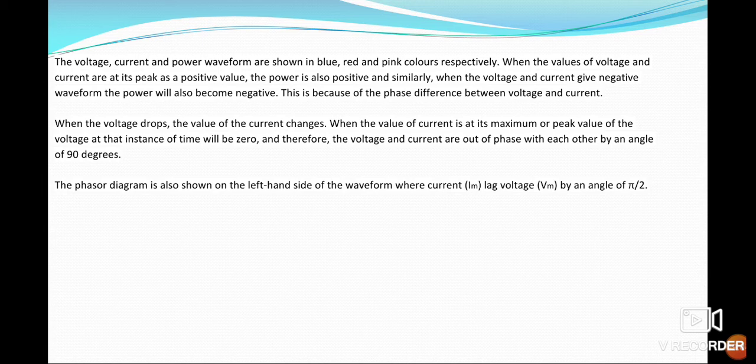Now, when the voltage drops, the value of current also changes. So, when the value of current is at its maximum or peak value, the voltage at that instant of time will be 0. Therefore, the voltage and current will be out of phase with each other by an angle of 90 degrees. The phasor diagram is also shown on the left hand side of the waveform, where I lags voltage Vm by an angle of pi by 2.